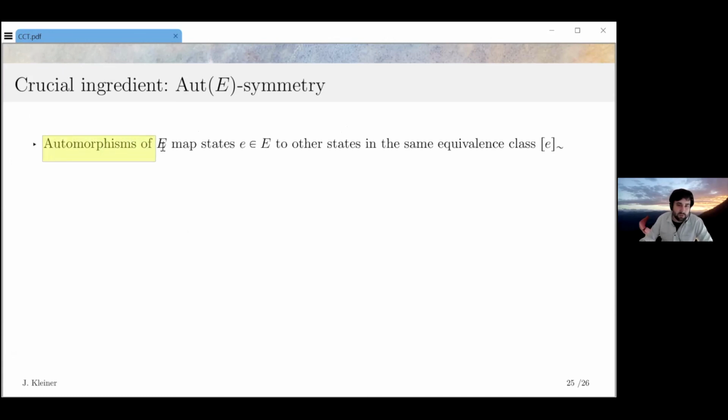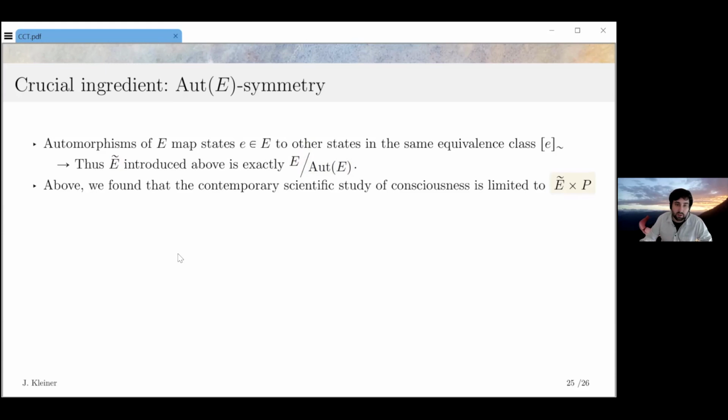Well, automorphisms of the space of states of consciousness, if you set everything up correctly, map states of consciousness to other states which are in the very same equivalence class, so that they cannot be distinguished in terms of what I've used in this talk to present this idea. They cannot be distinguished by the subject under consideration. So what this means formally is that this E tilde, which we had in the beginning of the second part of the talk, is just the space E modulo the automorphism group. So that's again the quotient.